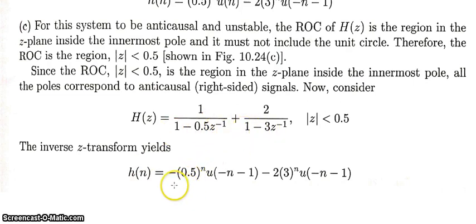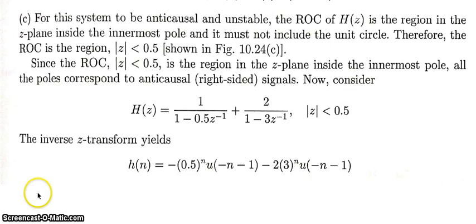So the inverse is minus 0.5 raised to n into u of minus n minus 1 corresponding to the first term, and the inverse of the second term is minus 2 into 3 raised to n into u of minus n minus 1. Okay, thank you. So we have seen how to choose the ROC and how to find the inverse for the system to be causal, stable, anti-causal, non-causal, and the system stable and unstable.